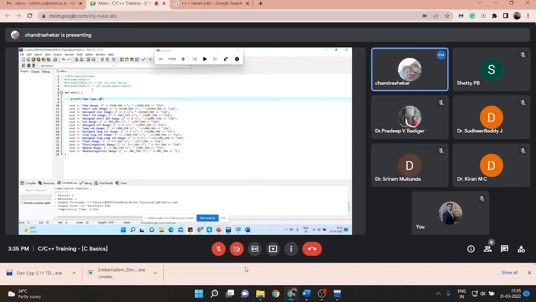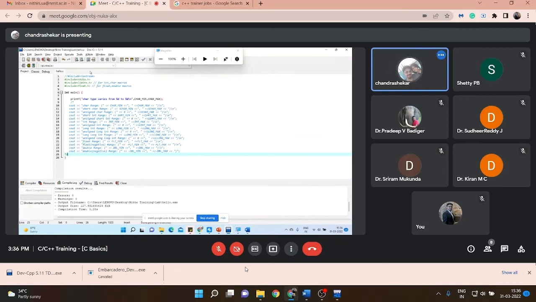The char type varies from %d to %d. So we have a predefined macro to use here. I can tell char min, I can tell char max. So I will close this. I'll comment out all the other things. You can practice by yourself. So this is the range of the char type.